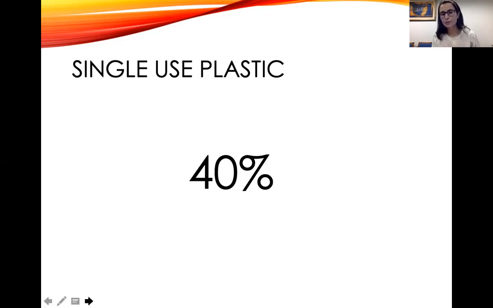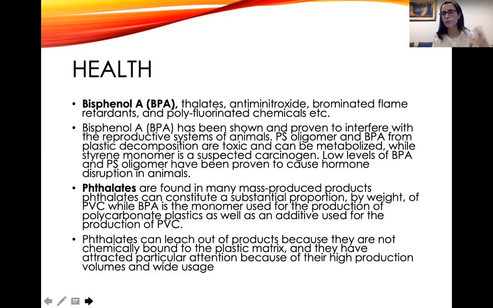And most of the plastic that we use, and this figure also varies, is single-use plastic. Generally for the world, they say it's around 40%. In some countries, it's even 90%. 90% of it is single-use, and very little is recycled.